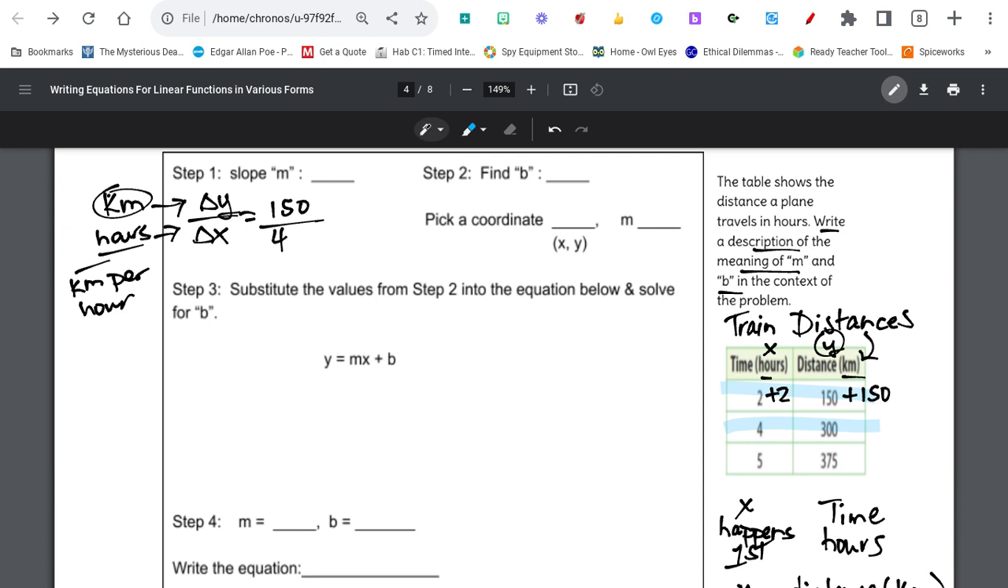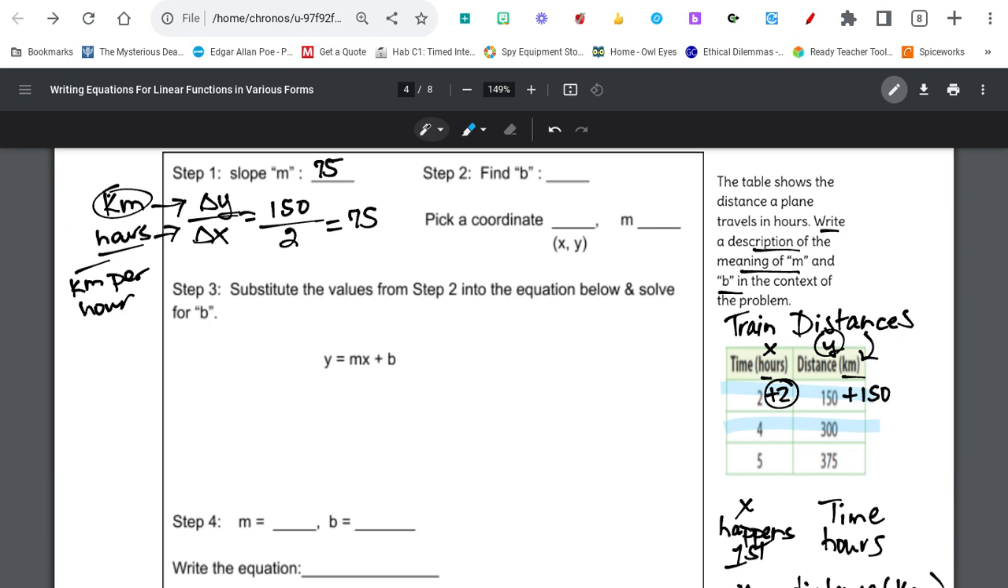Hold on, guys. All right, it's going to be 37 point. Excuse me, I made a mistake. The change in x is not 4. The change in x is 2. We only added 2. So it's not 150 divided by 4. It's 150 divided by 2, which is 75. So the slope is 75.